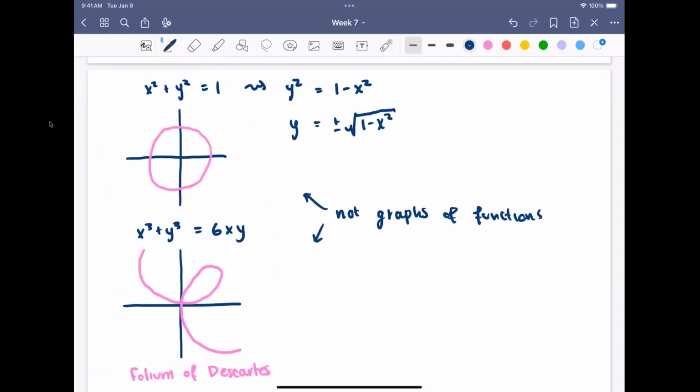But we can still use the techniques that we've been learning to find the slope of the tangent line at a given point. So that's what we're going to do.